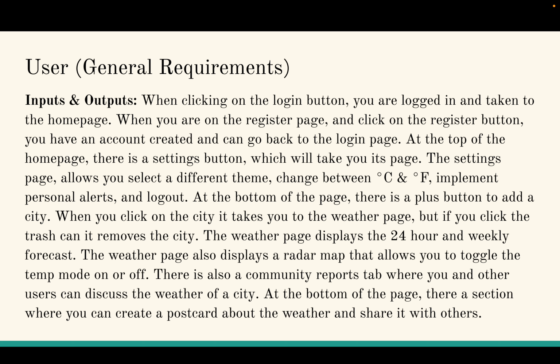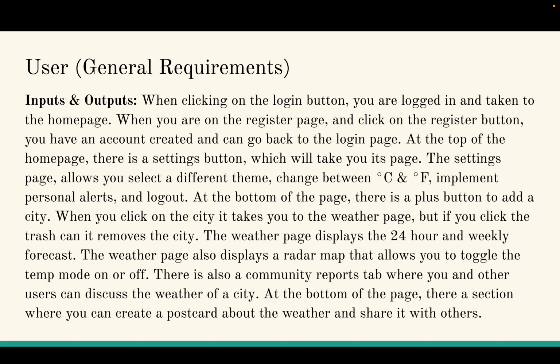So now I'd like to talk about our general requirements. So the inputs and outputs. When clicking on the login button, you are logged in and taken to the home page. When you are on the register page and click on the register button, you have an account created and you go back to the login page. At the top of the home page, there is a settings button which will take you to that specific page. The settings page allows you to select a different theme. You can change between Celsius and Fahrenheit, as well as implement your own personal alerts, and you can log out of the app.